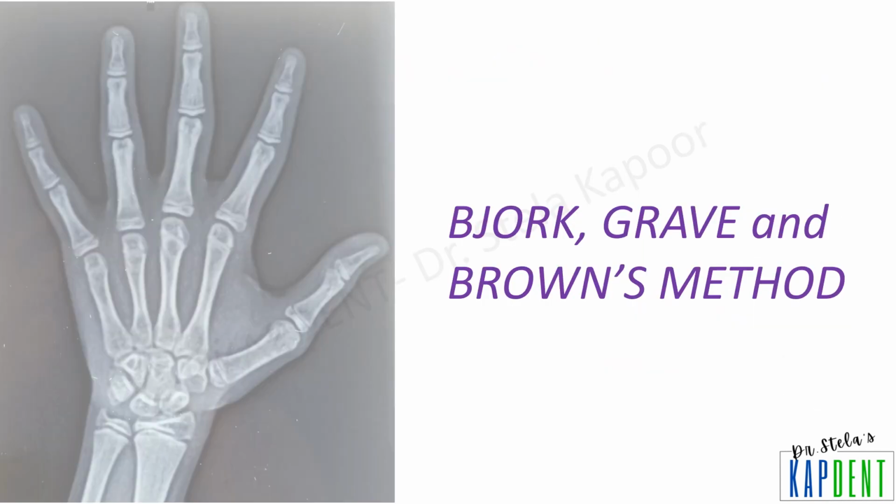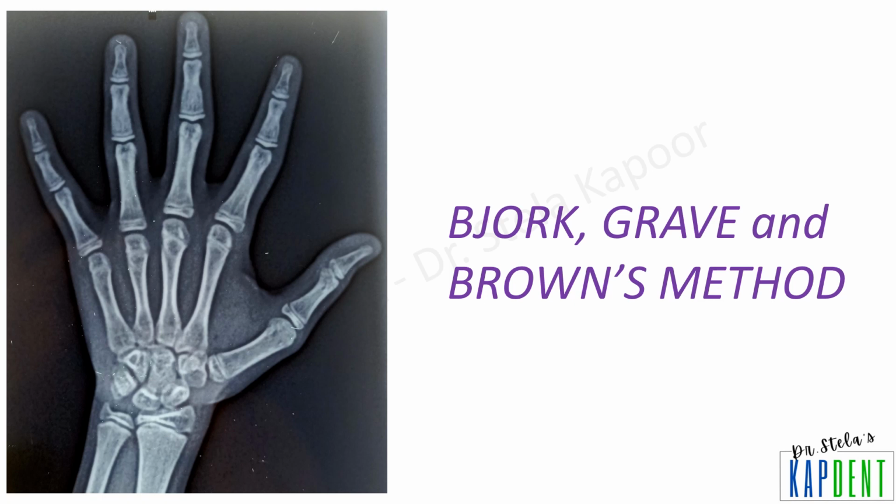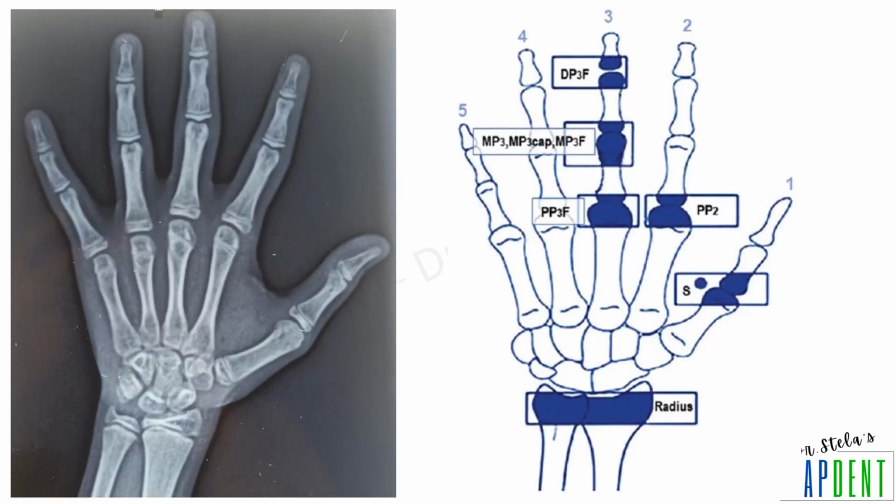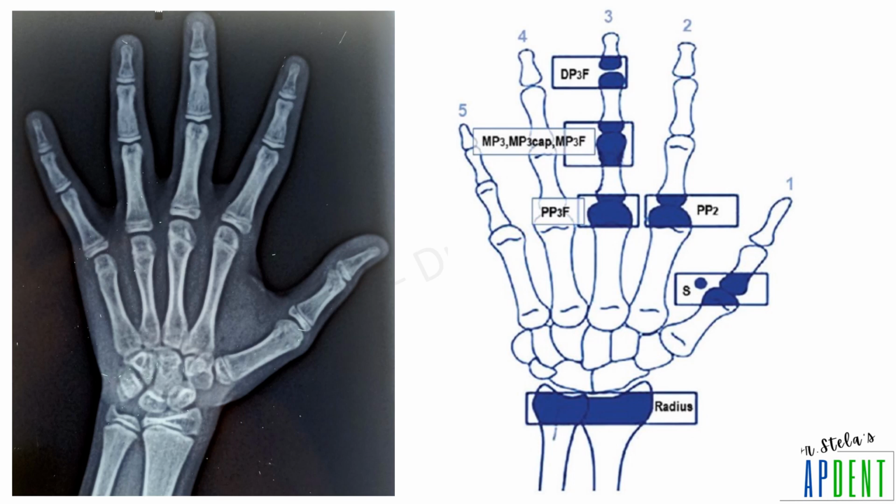The method which I shall be discussing today is given by Bjork, Grave and Brown. In every hand and wrist radiograph, you will be able to make out the distal end of the long bones of the forearm, that is radius and ulna, the carpal or the wrist bones, the metacarpals and the phalanges. In the given illustration, the highlighted points denote the growth sites. The digits are numbered from 1 to 5, 1 being the thumb, second the index finger, third being the middle finger, fourth being the ring finger and fifth is the little finger.